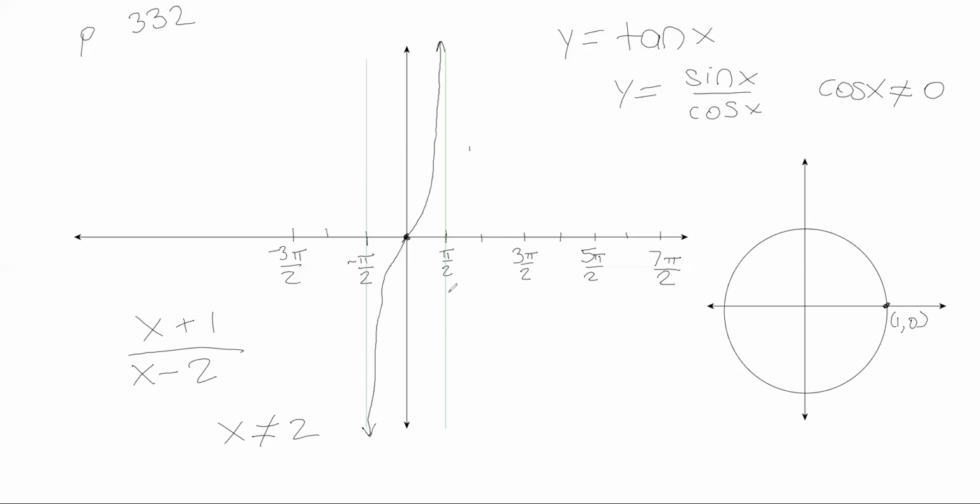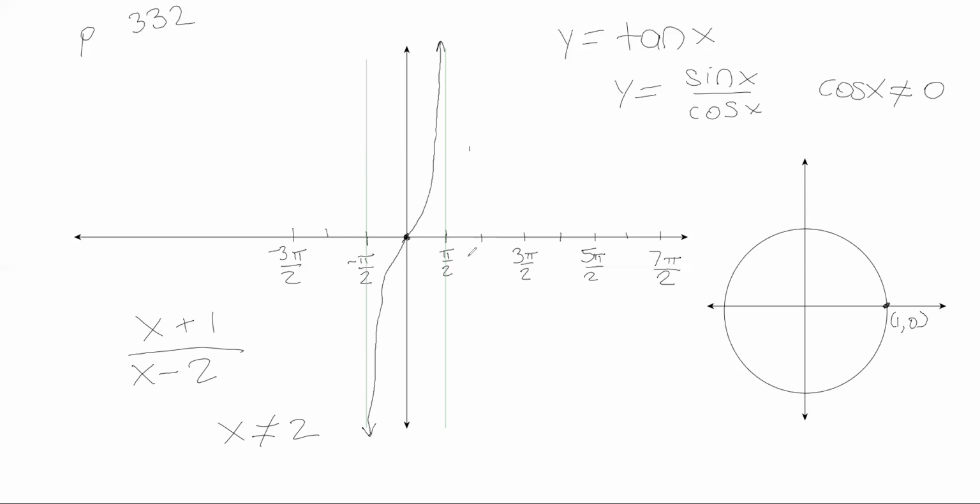So this behavior is just going to repeat after every odd multiple of pi over 2. So pi over 2 to 3 pi over 2, it's going to have the same thing. 5 pi over 2 to 7 pi over 2 is going to have the same thing. So that's about it. That's what the tangent function looks like. It has a period of pi.